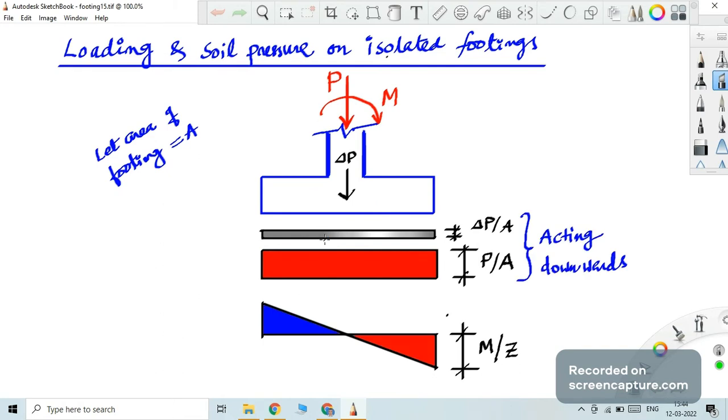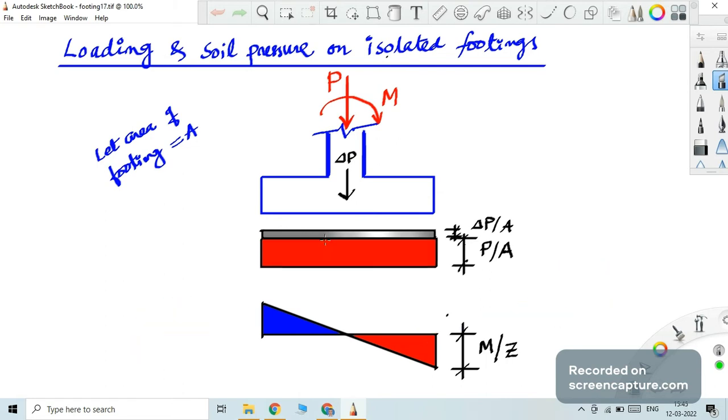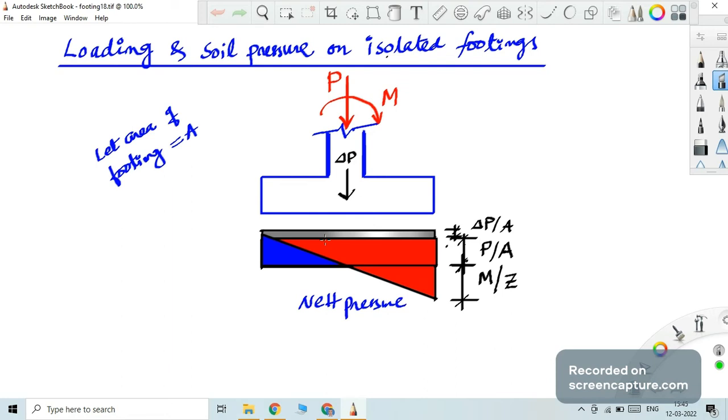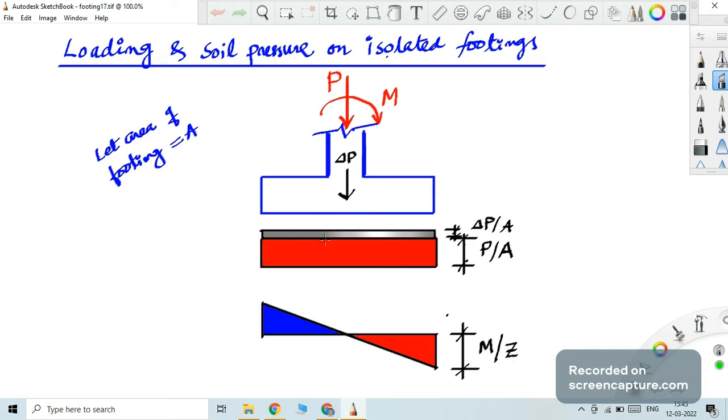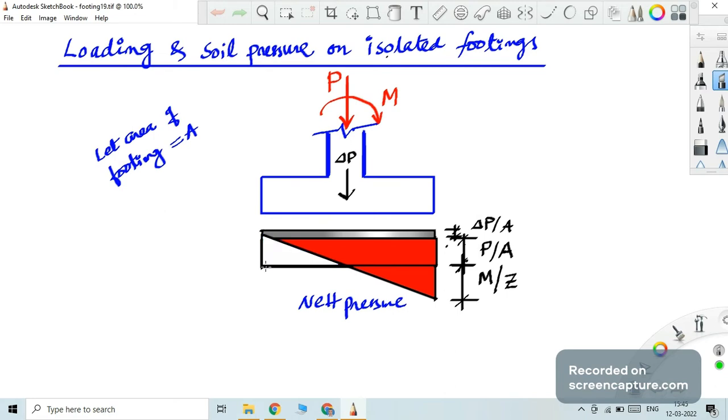So these are the three types of pressure, downward or upward, acting on the soil from the footing. You can add them algebraically, because the principle of superposition is valid. So the effects of delta P, capital P, and M can be added. When you add them one by one, you will get this as a net diagram. That blue portion will get cancelled, because if you look down, you can see that this blue portion is upward, this portion is downward. So when you combine it, this will get cancelled. There is no pressure.